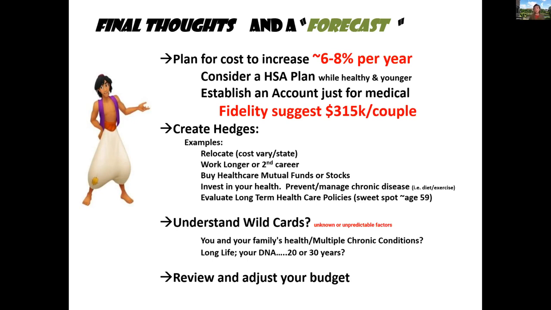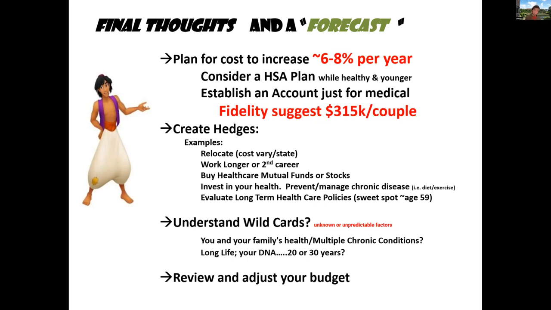So I'm a business girl, so I try to create hedges when I can. So here's a few that I've highlighted for you. You can relocate. The cost for Medicare and all these medical things change and vary per state and per zip code. You can work longer, get a second career that offers healthcare insurance. This is one I did. I bought healthcare mutual funds and a few stocks. I own stock in Pfizer, and I'm really glad. Invest in your health. You know this one. We hear it all the time. Diet and exercise. And then last but not least, don't forget to evaluate a long-term healthcare plan. They're expensive. They say the sweet spot for those is age 59.